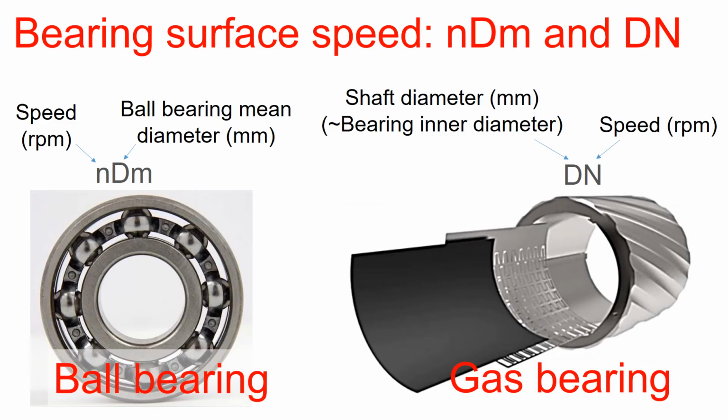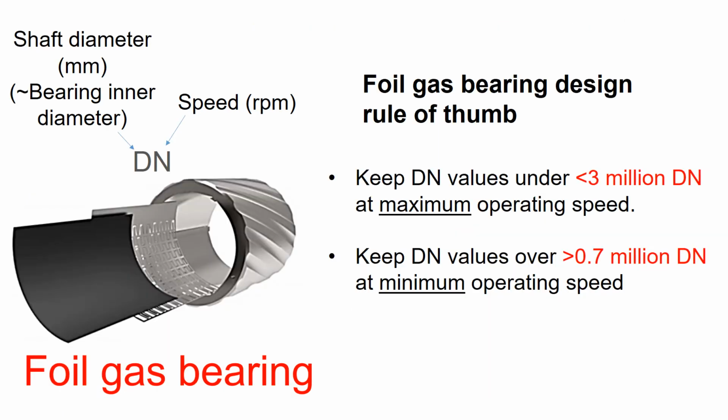Alright, let's talk about how to size the gas bearings. The foil gas bearing design rules of thumb are to keep the DN value under 3 million DN at the maximum operating speed, so that you don't encounter a thermal issue during the life of the machine. Also, keep DN value over 0.7 million DN at the minimum operating speed, so that you could lift up the shaft and have a good minimum film thickness.